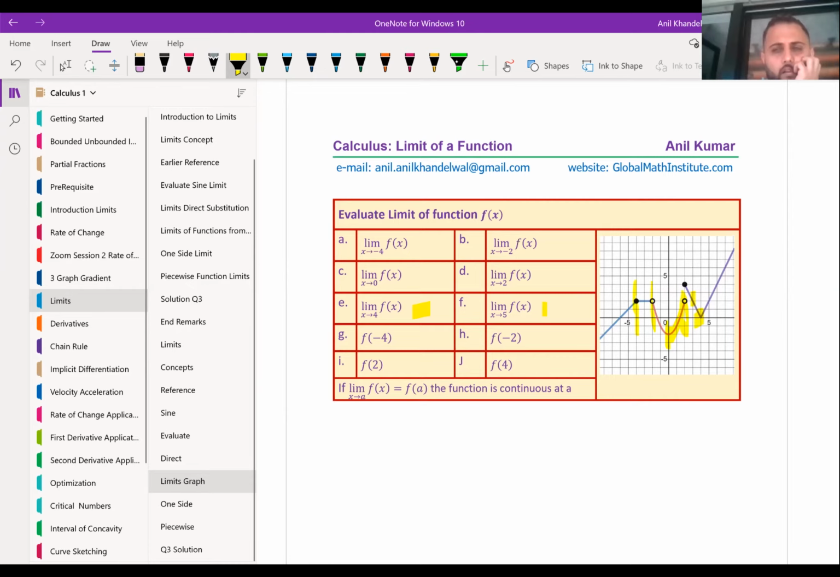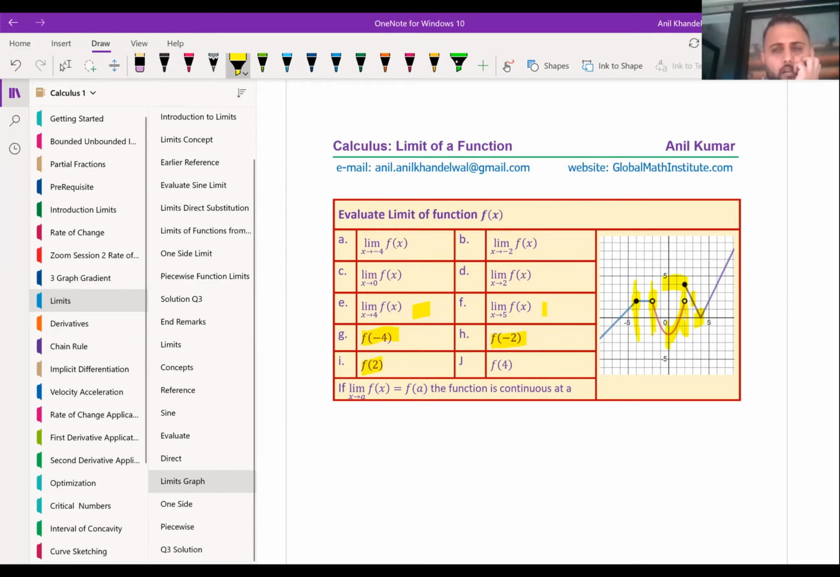Now, it is important to also read the values of the function. So what is f of -4 from your graph? f of -4 is 2. f of -2? Oh, it's a hole, so does not exist, right? Yeah. f of 2. So you can read the graph. f of 2 is the value 4, right?